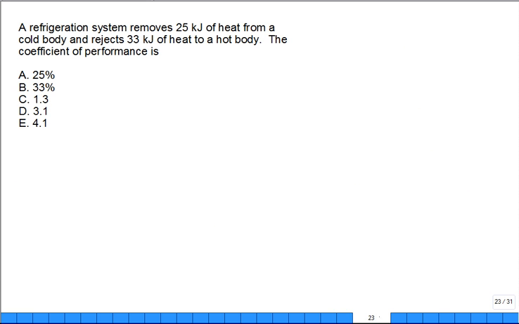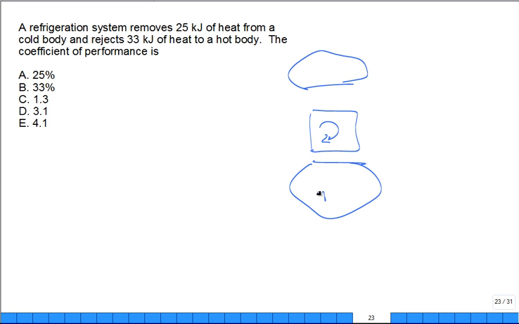310? A refrigeration system removes 25 kilojoules of heat from a cold body, rejects 33 kilojoules of heat to a hot body. The coefficient of performance is, make a sketch. There's your system. It's a refrigeration system. There's my cold body. There's a heat transfer from the cold body. It takes work from the surroundings to run a refrigerator. And you dump heat to the hot body.